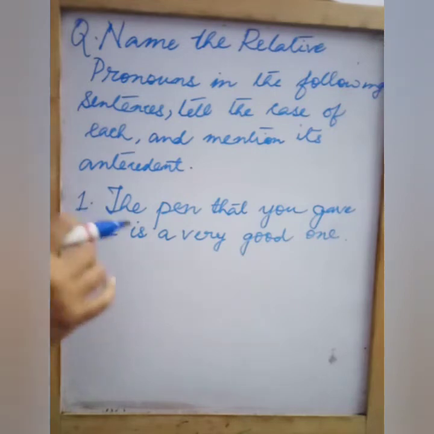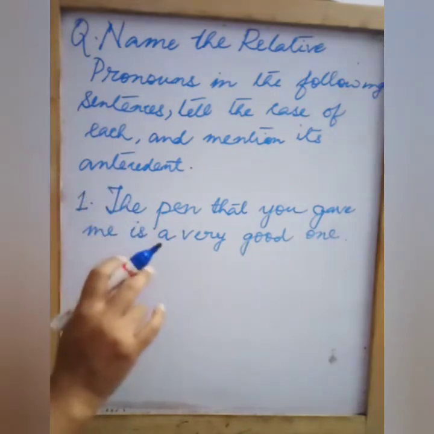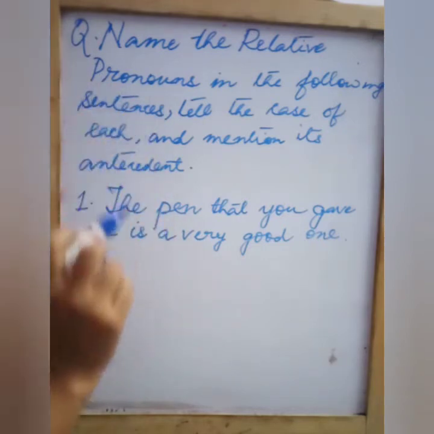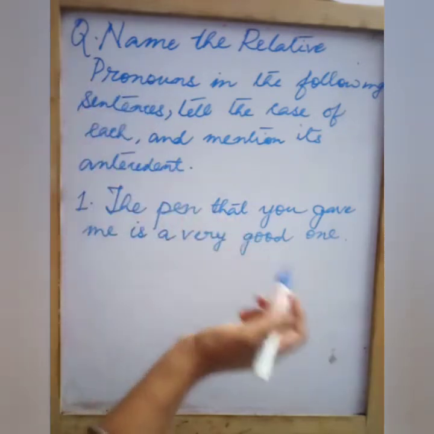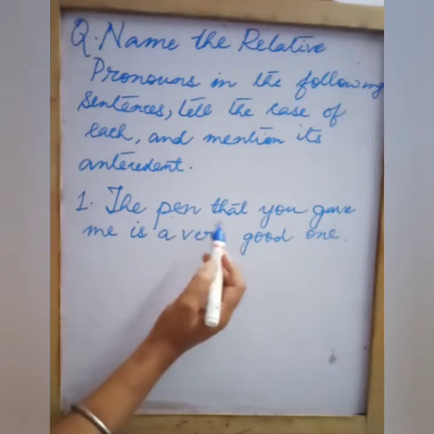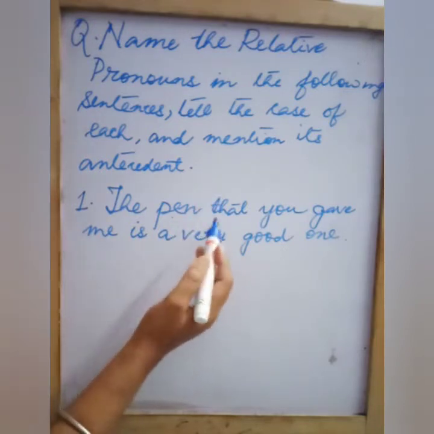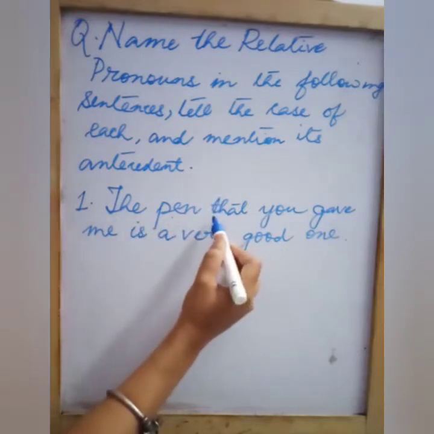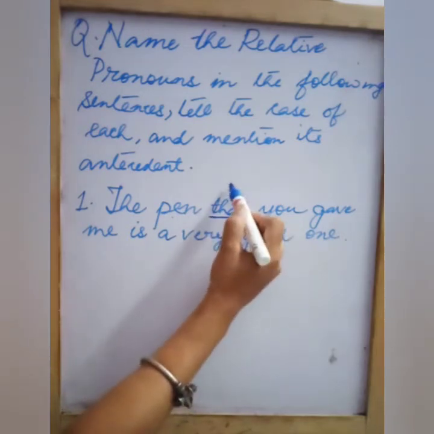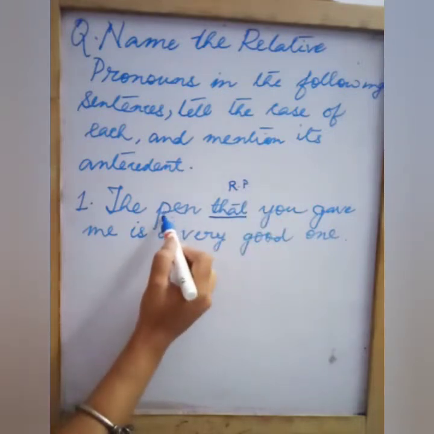Alright. So at first let us see which is the pronoun here, because we have to mark the relative pronoun, isn't it? So which will be the pronoun? See, the noun is this, pen, isn't it? And which is the relative pronoun? The relative pronoun is one which is talking about the antecedent noun. So it will be that. This is the relative pronoun. The antecedent noun is obviously pen.